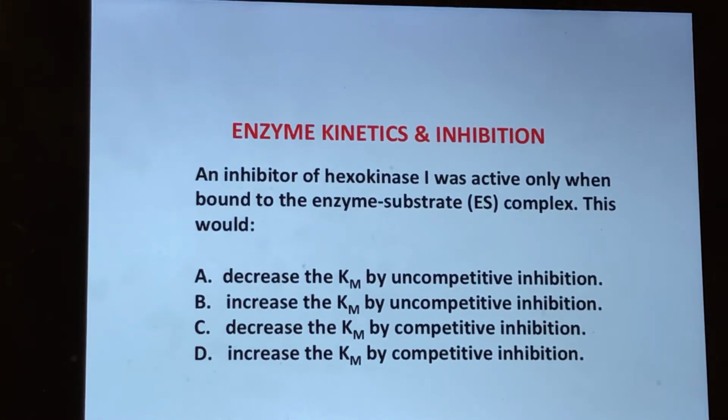So what's the question? An inhibitor of hexokinase 1 was active only when bound to the enzyme substrate complex. This would, and you get two different types of answer choices: increase or decrease the Km, and competitive and uncompetitive inhibition. This is what we call a 2x2 question. So how could you deduce what the answer would be knowing how enzyme kinetics and inhibition works without having a preformed memorized graph in your mind?